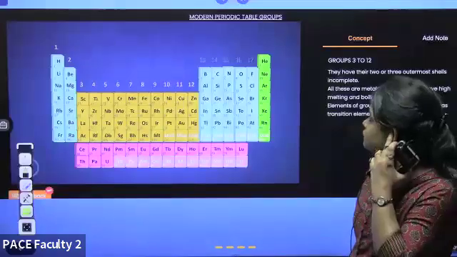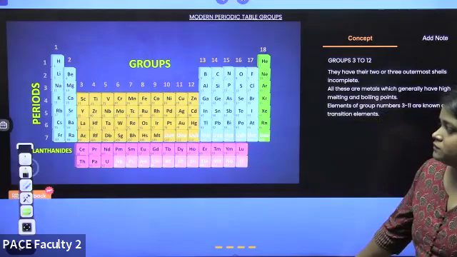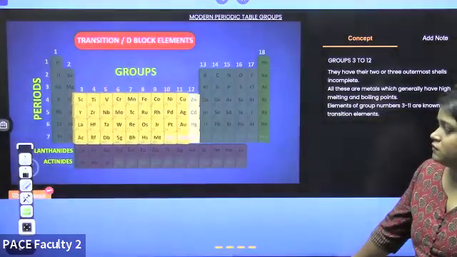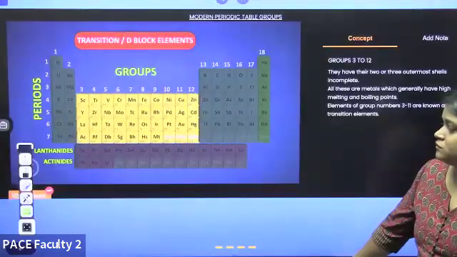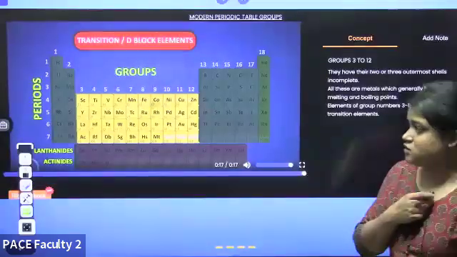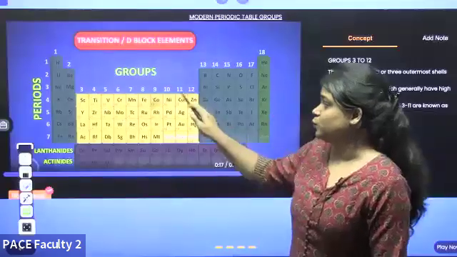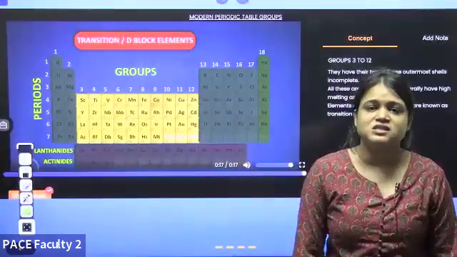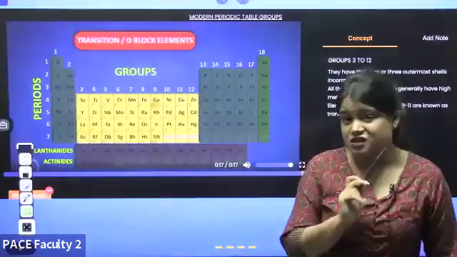For the groups 3 to 12, they have their 2 or 3 outermost shells incomplete. All these are metals which generally have high melting and boiling points. Elements of group numbers 3 to 11 are known as transition elements. Okay, so the D block elements which lie from group 3 to group 12, the elements from 3 to 12, are called D block elements. And elements from 3 to 11 are called transition elements.